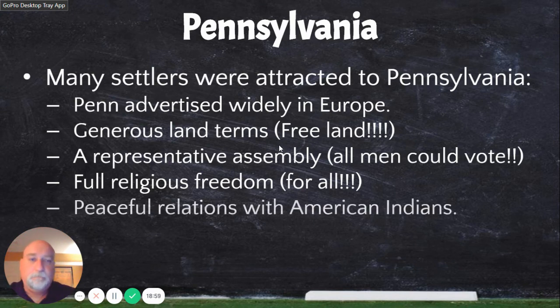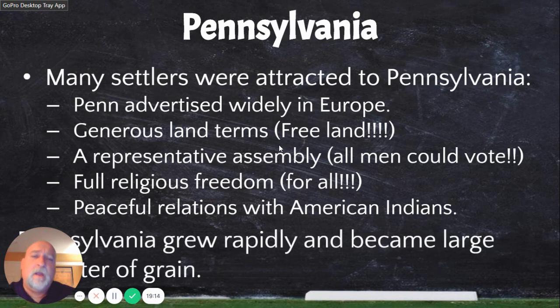William Penn is also going to establish great relationships with the local native people. That's going to change after William Penn has died, but for the most part, a lot of peace going on in Pennsylvania. And as a result, Pennsylvania is going to become a very populated colony very, very quickly. It is going to be a large producer of grain products. And so we're really going to have a very prosperous Pennsylvania as an example of a middle colony.